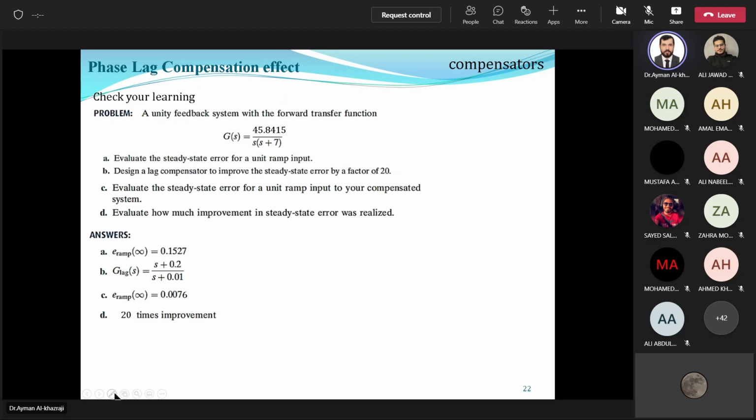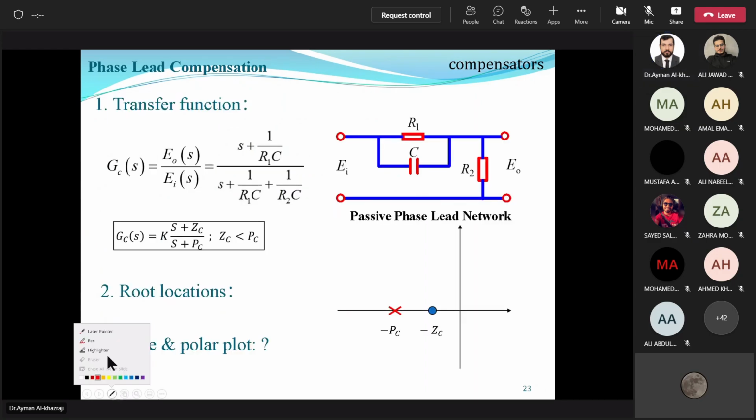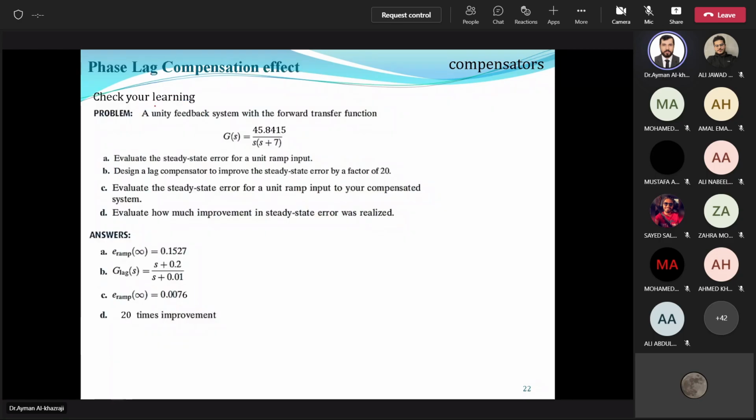Okay, students asked me how to design. Look here, this is a possible question. Listen, this is a possible question. Find the error. What is this? Type 1, it is ramp. So for ramp, Kv equals G when S approaches 0, and I have to multiply by S. So Kv equals, remove this, you will get 45.8 over 7. So the steady state error equals 7 over 45.8.